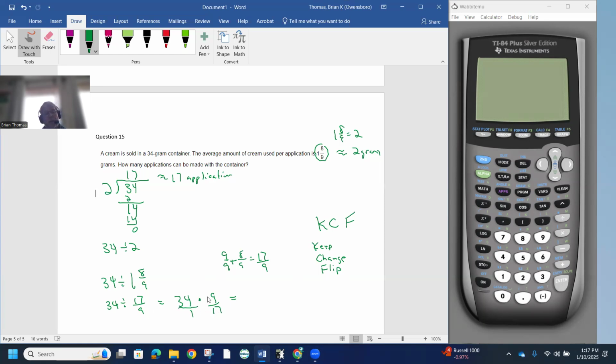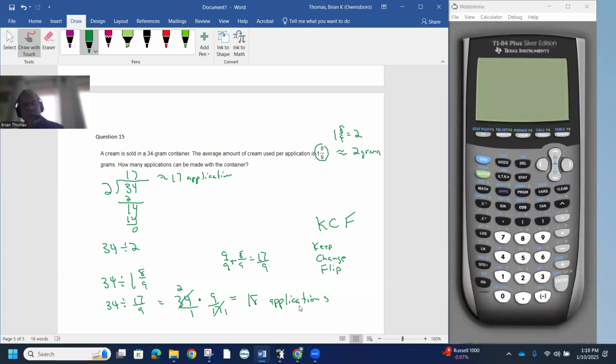And remember, if you have a like factor, you can cancel it out. Notice that 17 does go into 34 twice. We just did some math up there, actually. So I can cancel out the 17, turning it into 1, because 17 divided by 17 is 1. But if I divide the 17 by 17, I have to divide the 34 by 17 as well. And 34 divided by 17 is 2. So 2 times 9 would be 18 applications. That's what the math would look like if I was doing it by hand.